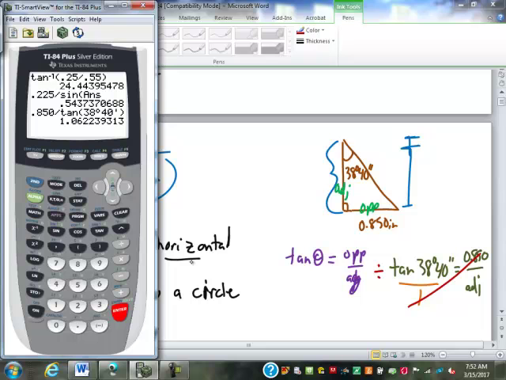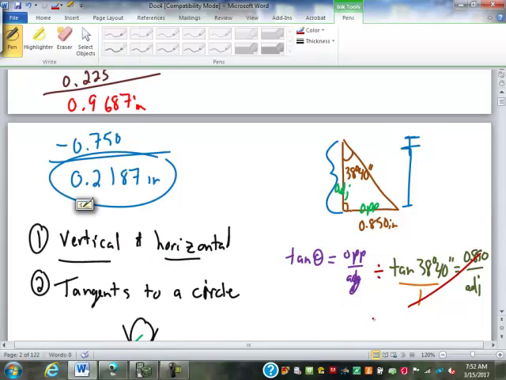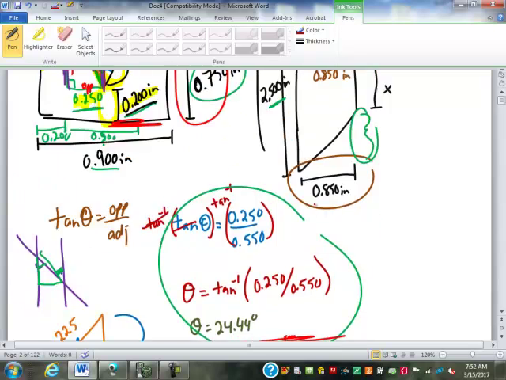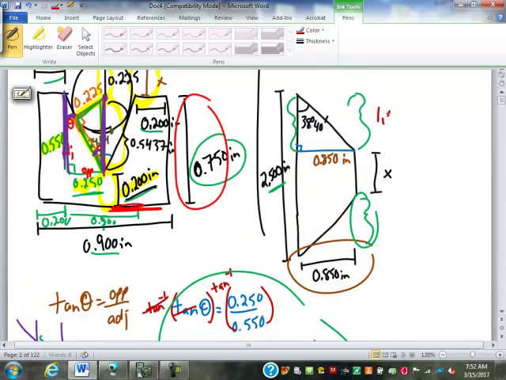Gives me 1.062. So this is 1.062 inches. So back up to my original picture. This is 1.062 inches here. This is also 1.062 inches.